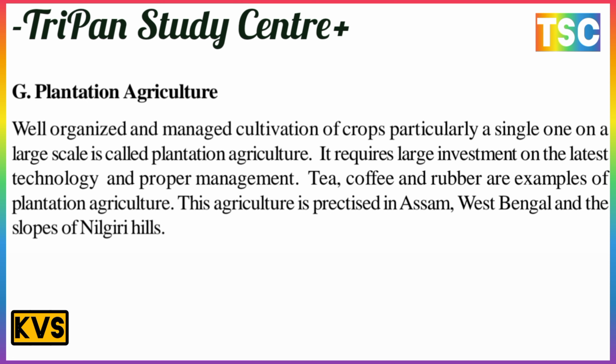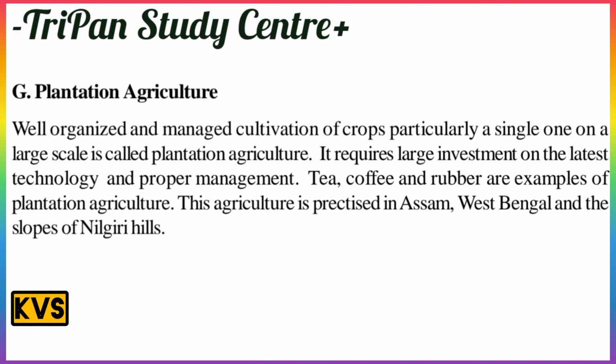plantation agriculture. This is the most important here. Plantation agriculture is useful here. Well organized and managed cultivation of a crop, particularly a single one, on a large scale is called plantation agriculture. It requires large investment in the latest technology and proper management. Tea, coffee, and rubber are examples of plantation agriculture, and this agriculture is practiced in Assam, West Bengal, and on the slopes of the Nilgiri Hills.